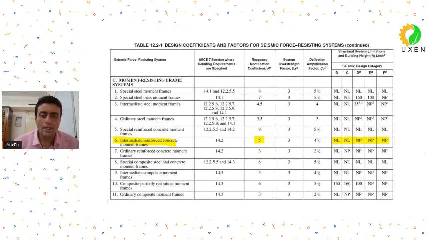So that means if you are going for a flat slab building and if you don't want to provide shear walls, you can in fact go for flat slab buildings just with columns in seismic design categories B and C. Then, if you have to design your flat slab building in categories D, E, and F, then you will have to provide flat slabs with shear walls. I hope that concept is clear.